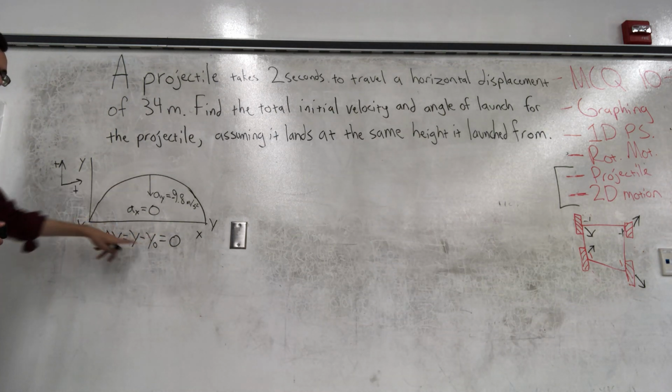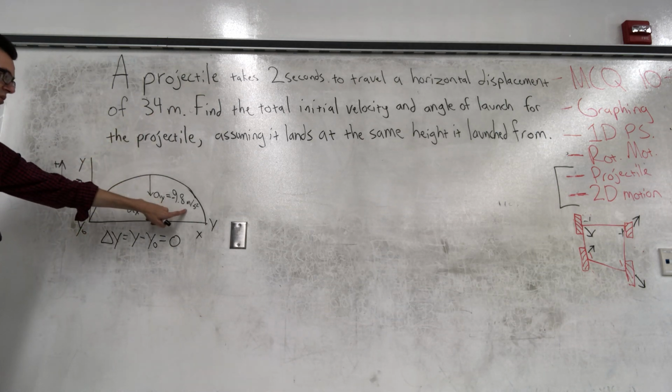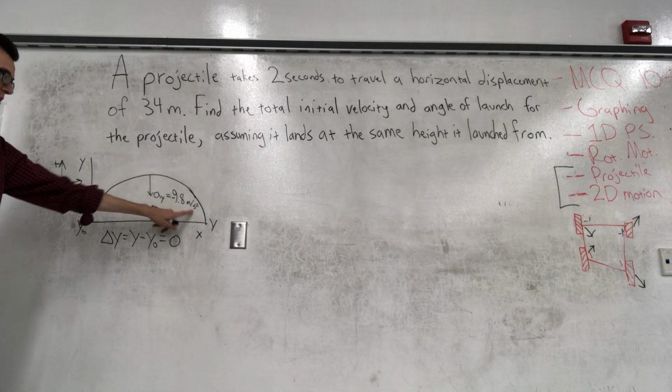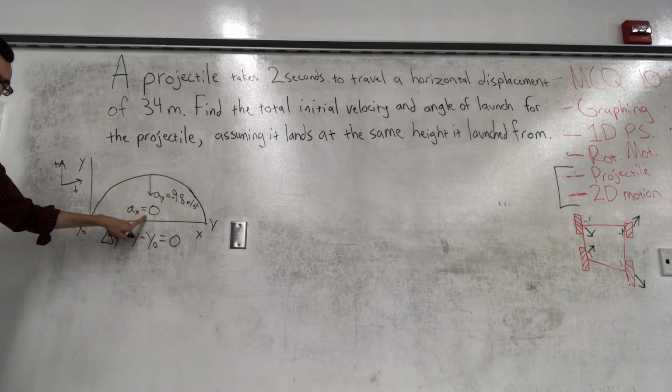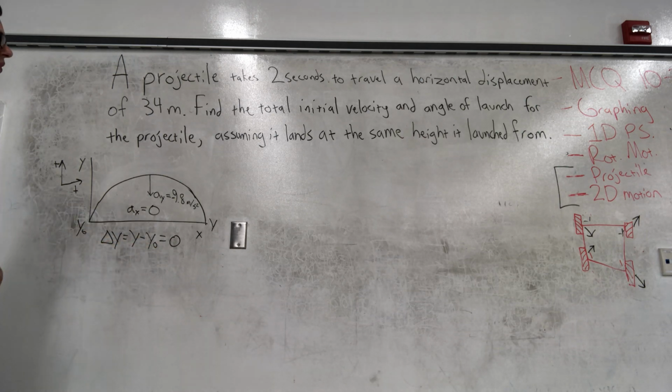So we know 3 things already about our projectile that weren't even given to us in the problem. We know that the gravitational acceleration downwards is negative 9.8 meters per second squared. Our acceleration in the x direction is 0, and our change in height, delta y, is also 0.